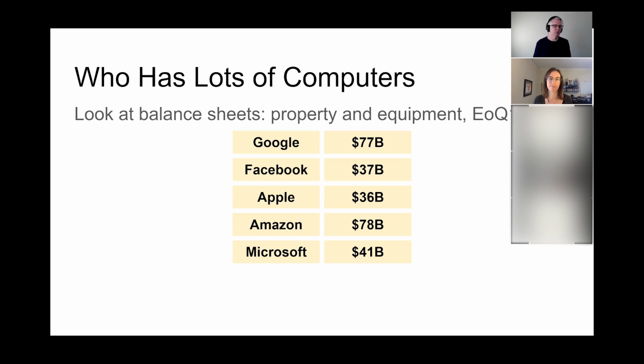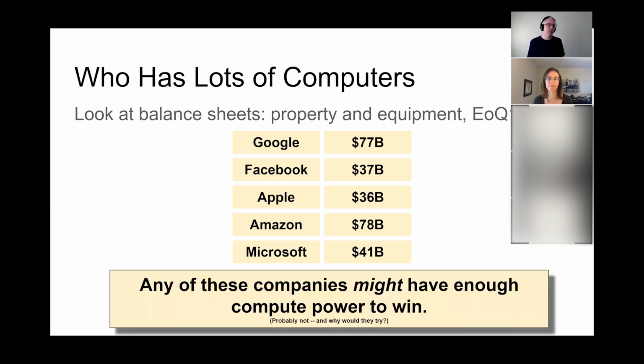So Google's at 77, Facebook's at 37, Apple's at 36, Amazon, well, they probably own some inventory too, so they probably don't have that many computers, but they're doing pretty well. Microsoft too. So the answer is, any of these companies could conceivably have enough compute power to win a 51% attack on their blockchain. So if they happen to have a rogue employee that decided they wanted to completely toast the company's business and take over all the computers, and they have the technical know-how to do so, they might have enough compute power to win a 51% attack. And probably not, because these are probably general purpose computers and not specialized mining hashing computers. But it's conceivable.